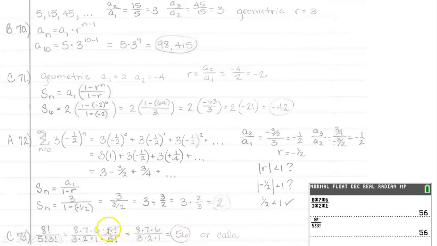Or what I did here was 8 factorial is 8, 7, 6, 5, 4, 3, 2, 1. 5 factorial is 5, 4, 3, 2, 1. So those would drop each other out. We also had 3 factorial in the bottom, so that's 3 times 2 times 1.